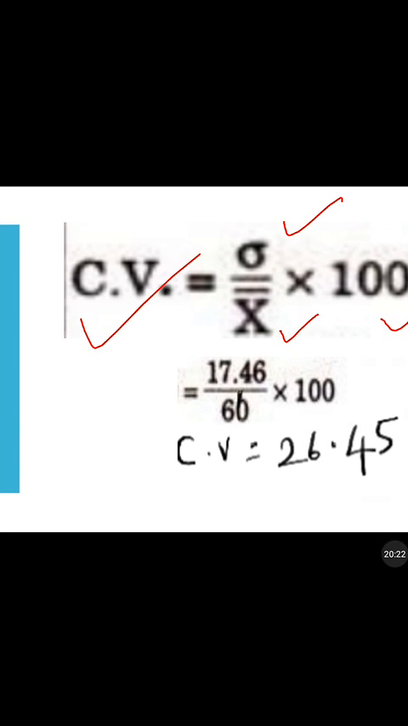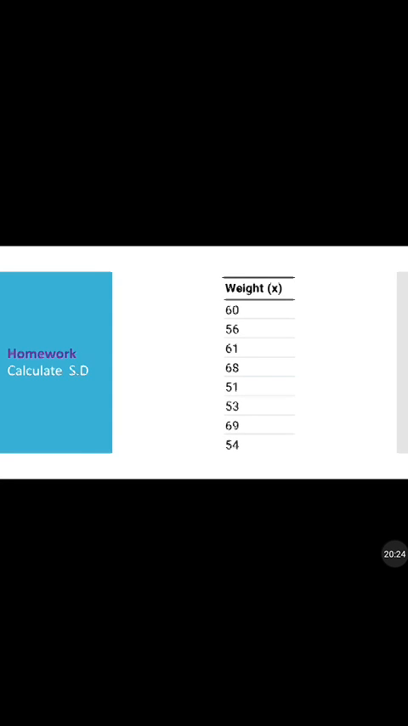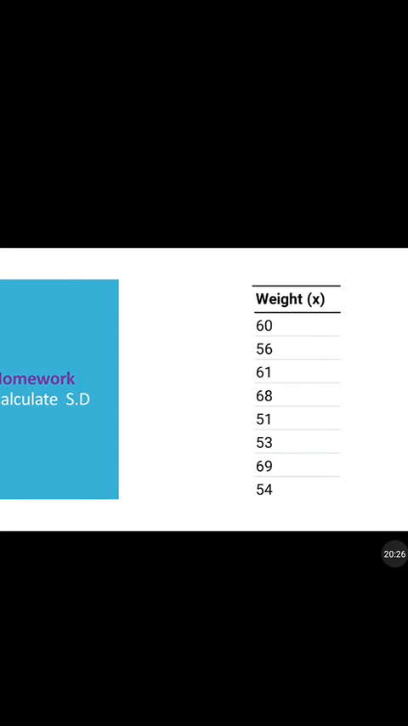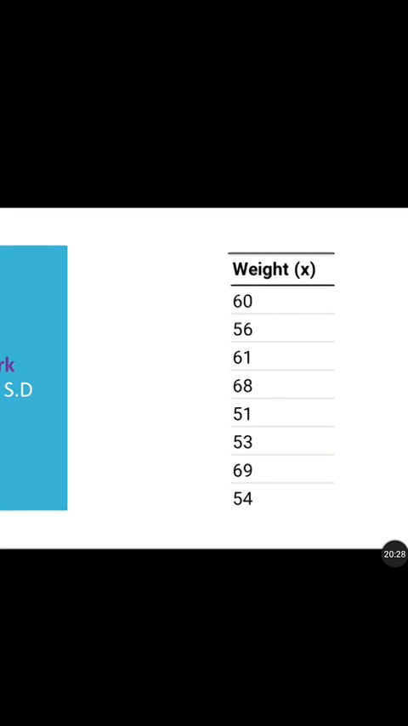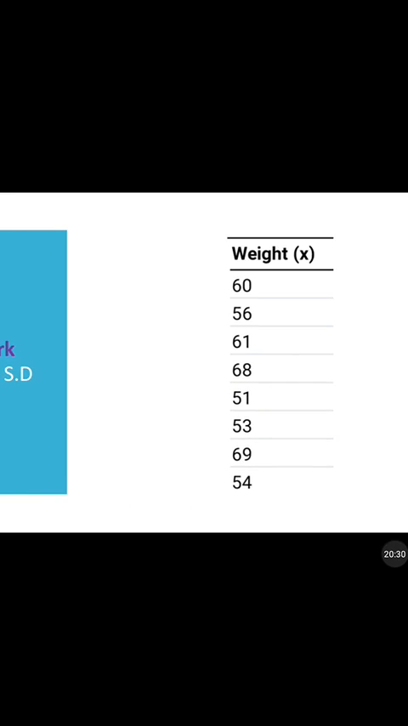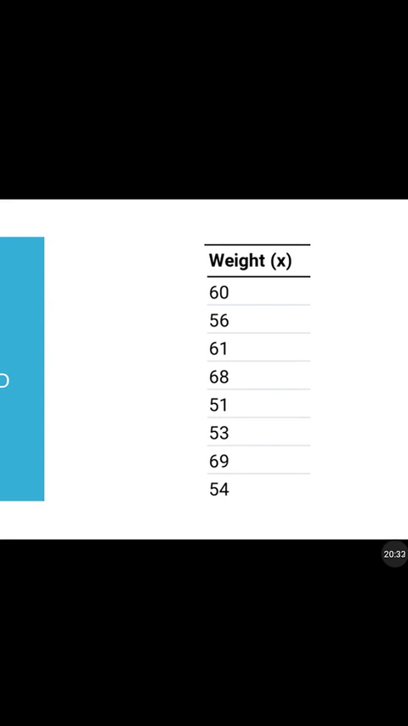Okay. So this is a homework problem that I have given you. See, this is an individual series. We have to calculate the standard deviation. So the values are 60, 56, 61, 68, 51, 53, 69, 54.